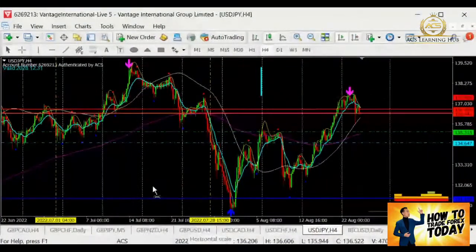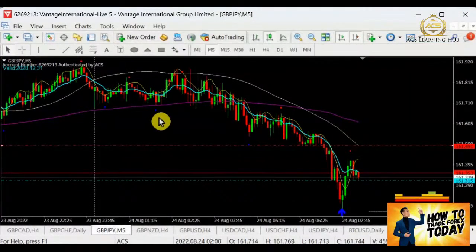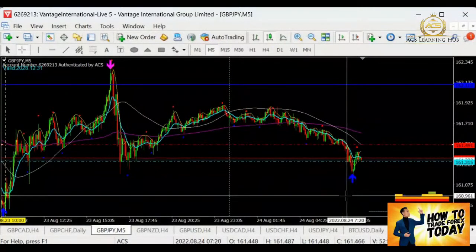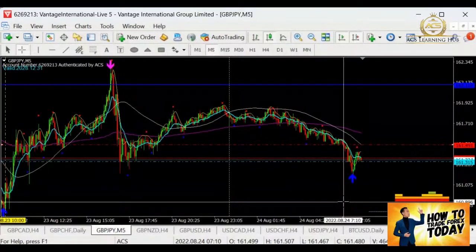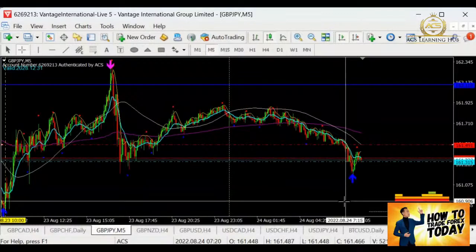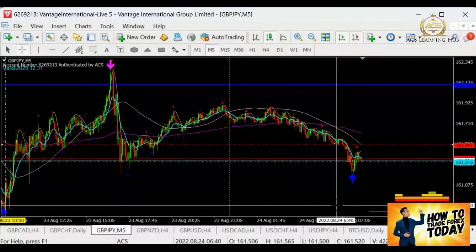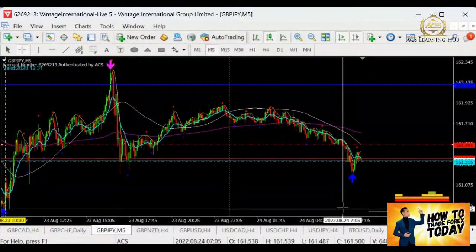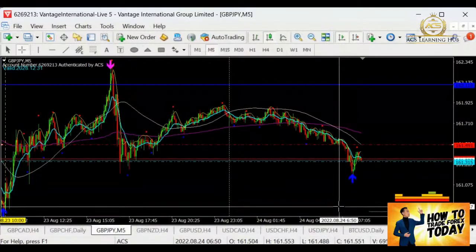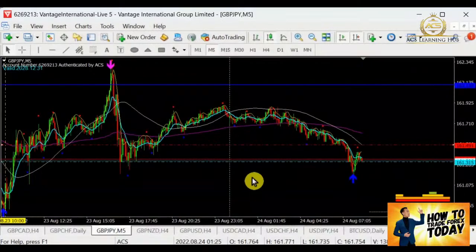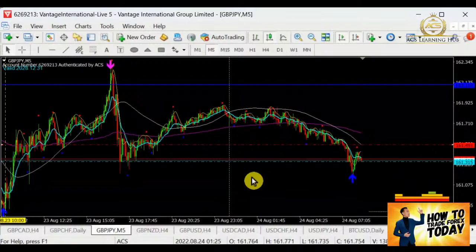Pound yen. Looking at pound yen, I will be looking at this price of 161.837, about 837. So 837 to 847 is around there. I'm still looking out for pound yen to sell today. Pound yen will be my focus for the day.